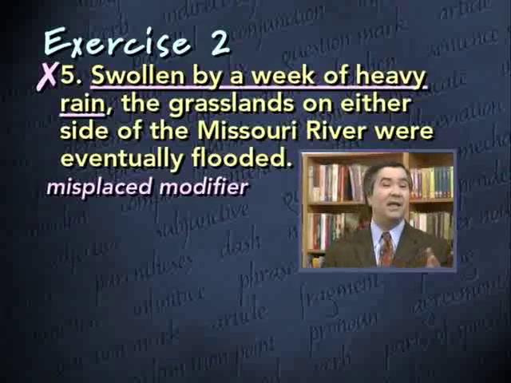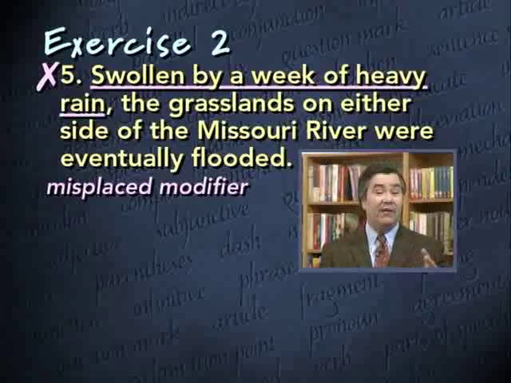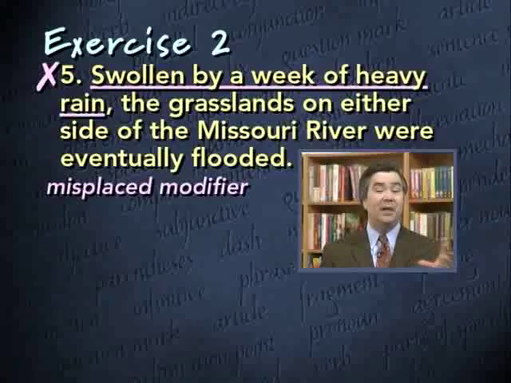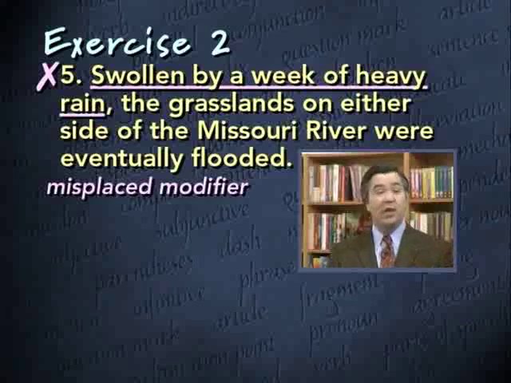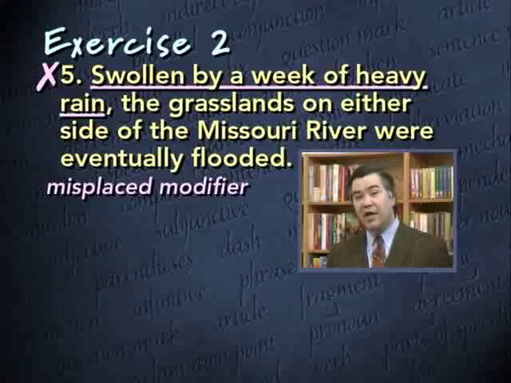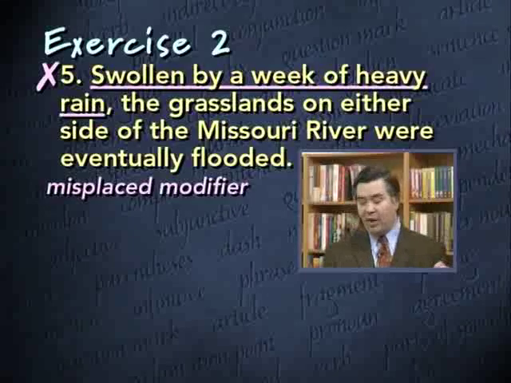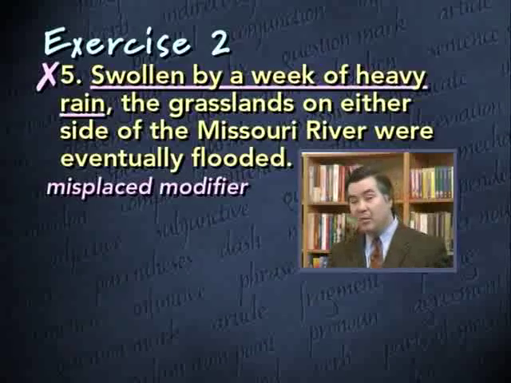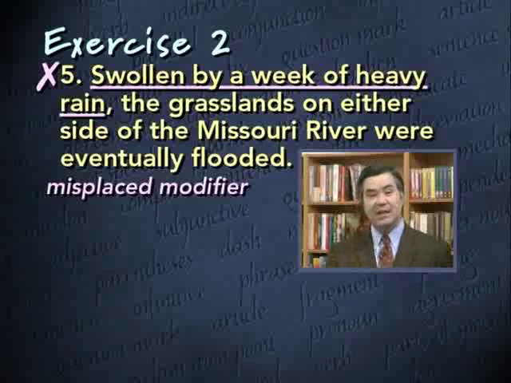Swollen means to make bigger or fuller. And after a week of heavy rain, a river would indeed become swollen. It would become bigger and fuller with water, which is why it would eventually overflow its banks and flood the grasslands on either side. So that modifying phrase, swollen by a week of heavy rain, ought to be right next to the Missouri River. Now, since we have a misplaced modifier in this sentence, we could fix it by moving the entire modifying phrase to follow the words Missouri River.